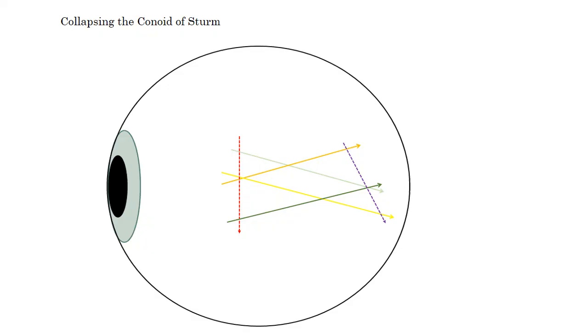Okay, now collapsing the conoid of Sturm is our goal when we're refracting a patient, when we're trying to find the eyeglass lenses or contact lenses that are going to get rid of these two focal lines and turn it into one focal point right on the retina. Collapsing the conoid of Sturm.